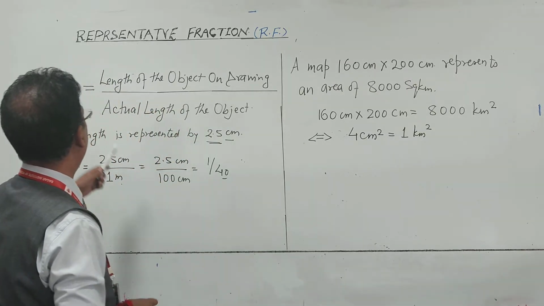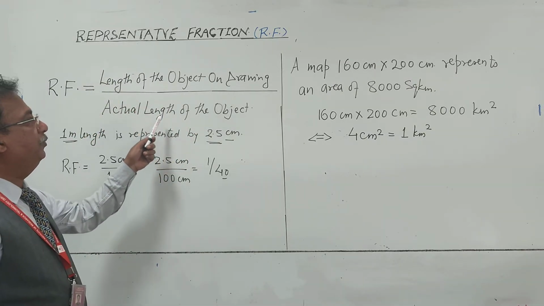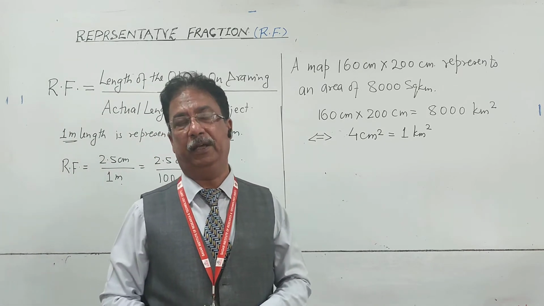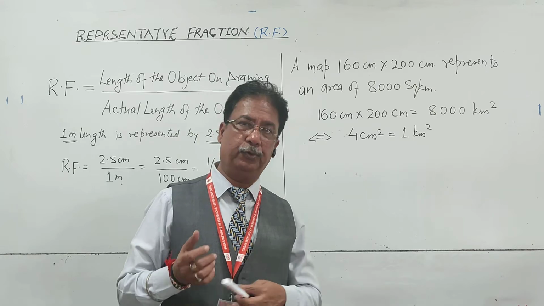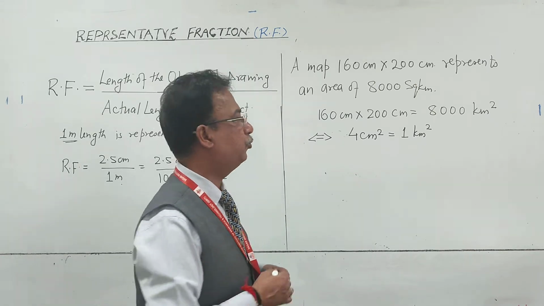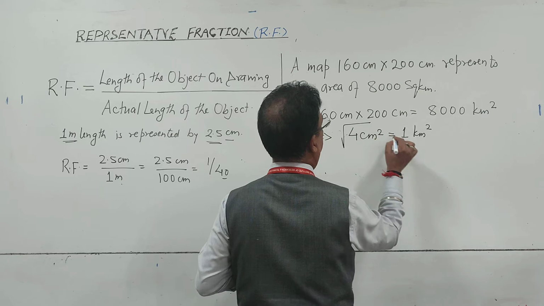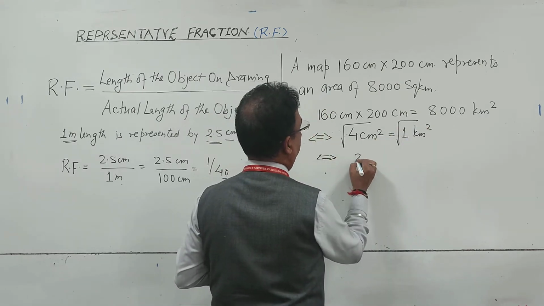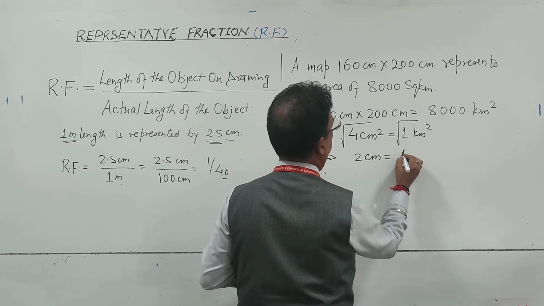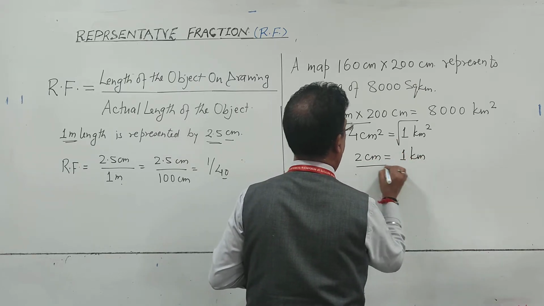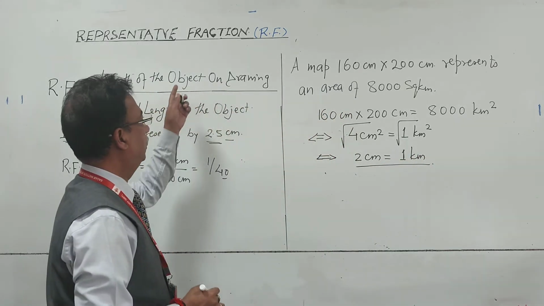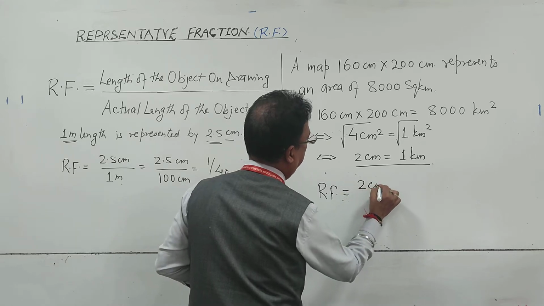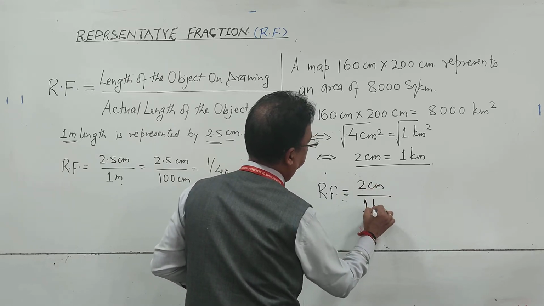Now in our formula of RF, the formula is length of the object on drawing upon actual length. But the proportion is given in the form of area. So to convert this into linear, we will take the square root on both sides of this equation. Now the proportion will come like this: 2 centimeter equals 1 kilometer. Now use this in the formula. So the RF for this particular scale will be 2 centimeter divided by 1 kilometer.